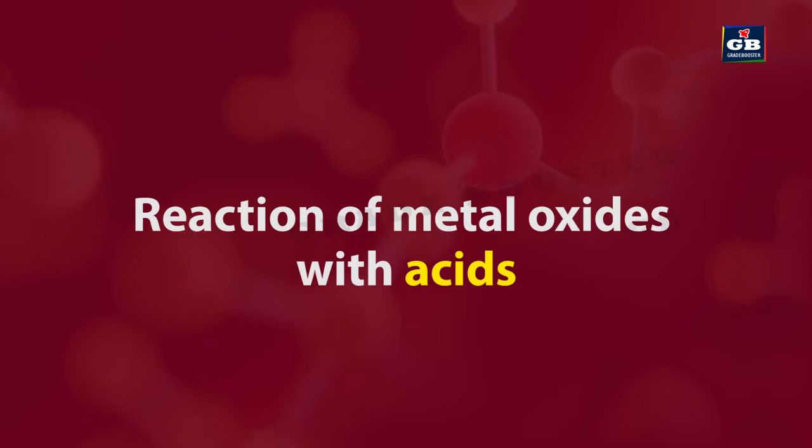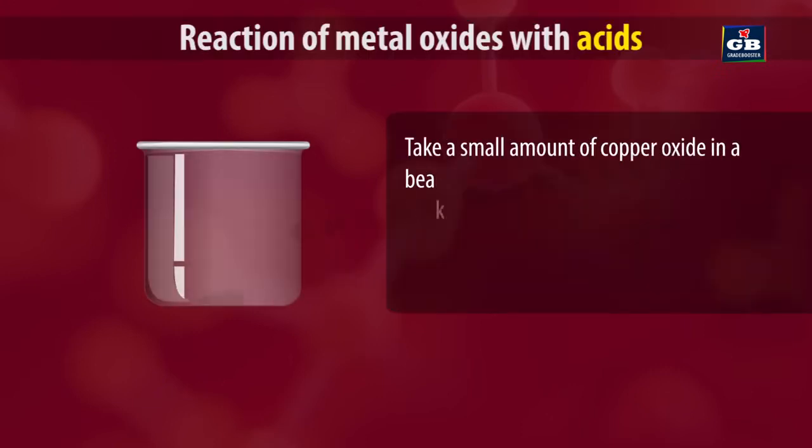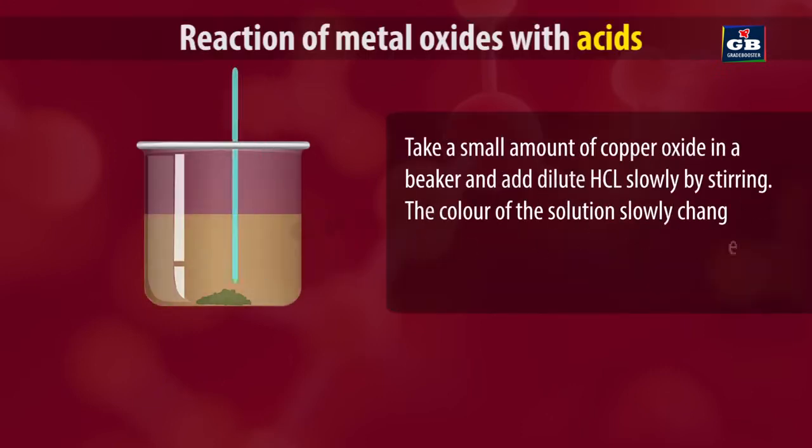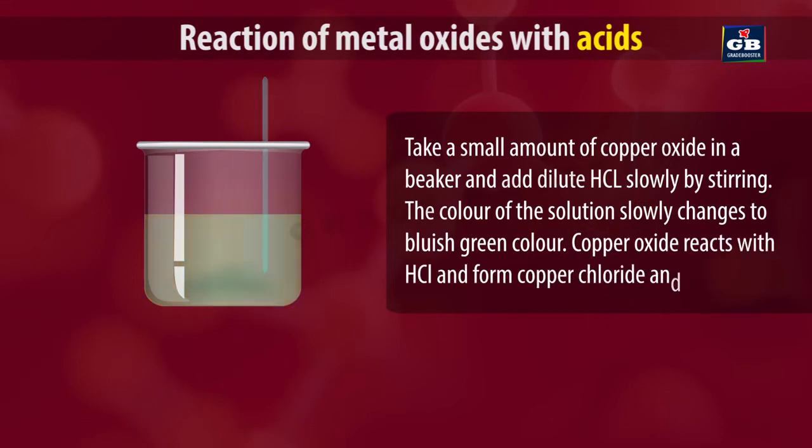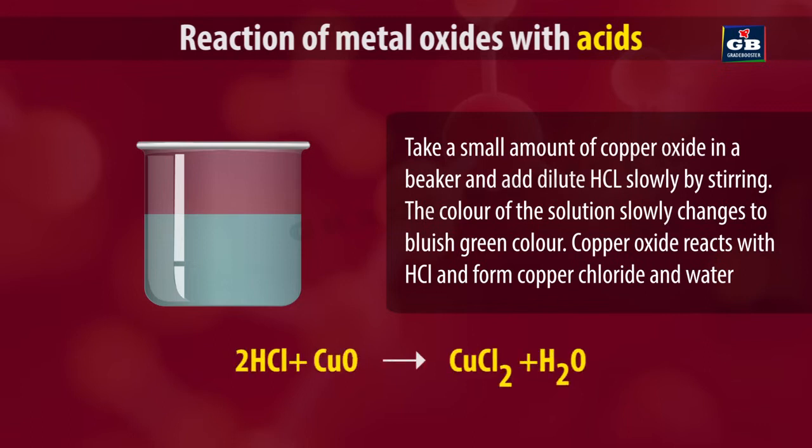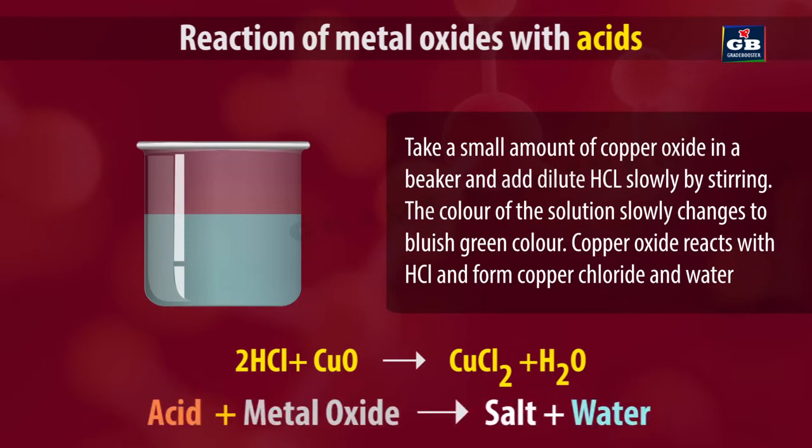Reaction of metal oxides with acids. Take a small amount of copper oxide in a beaker and add dilute HCl slowly by stirring. The color of the solution slowly changes to bluish green. Copper oxide reacts with HCl and forms copper chloride and water. So, when a metal oxide reacts with acid, it forms salt plus water.